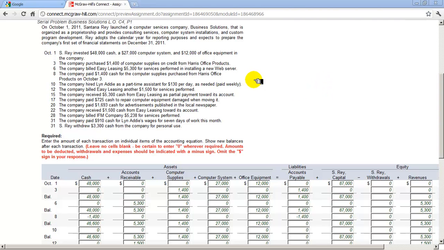Alright, this is the serial problem for Chapter 1. Looks like we have a small computer services business that's going to do some transactions here. There's 13 of them, and they're already recorded. I'm just going to explain these things.